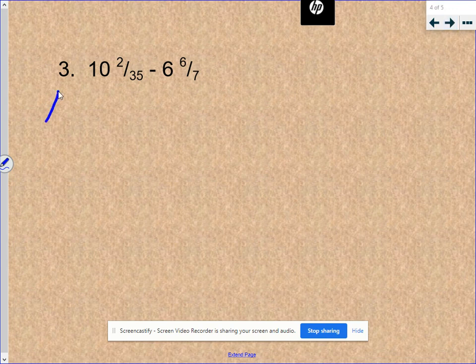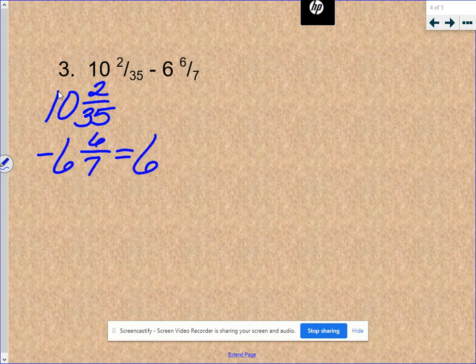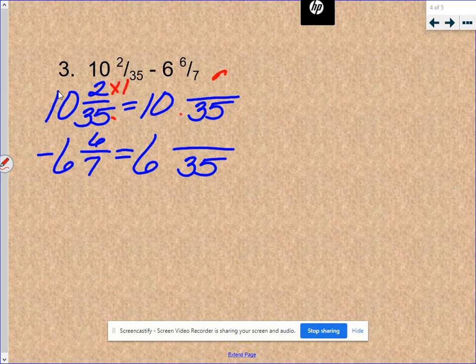Okay, so we have 10 and 2/35 minus 6 and 6/7. Got to get our common denominator of 35 and 7, which happens to be 35. And then we say, what times 35 gives me 35? 1. So 2 times 1 is 2. Second fraction, what times 7 gives me 35? 5. So I now need to take that numerator, 6 times 5, to give me a 30.